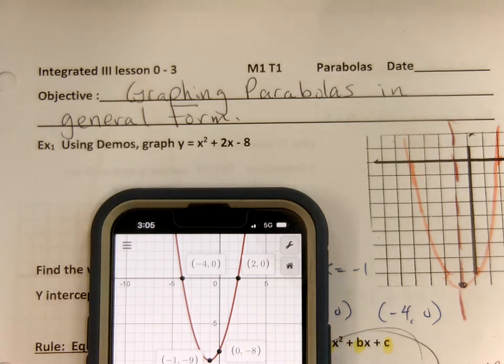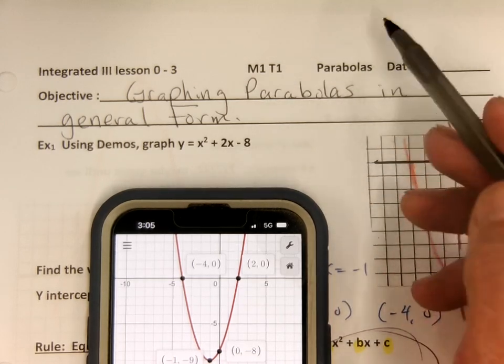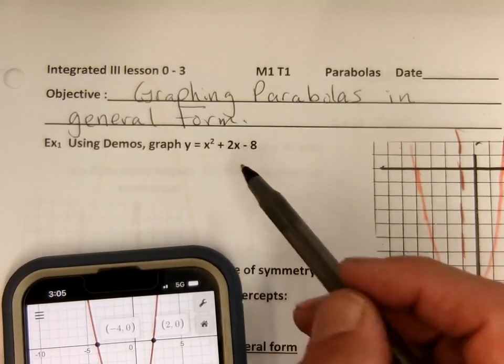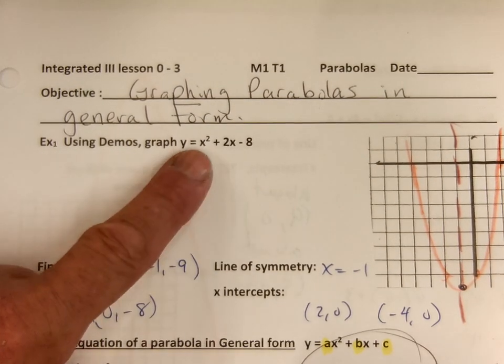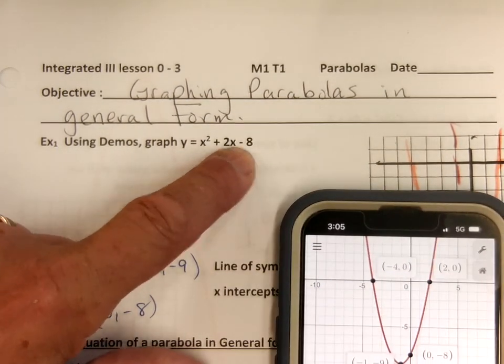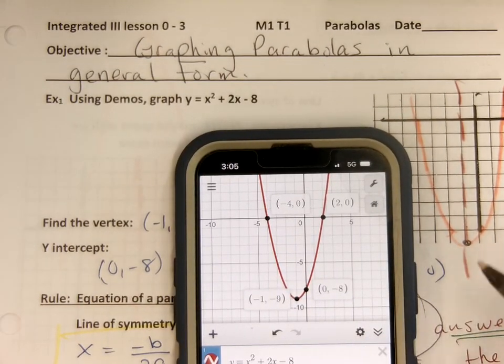Okay, well, let's recap the lesson. So we're talking about graphing parabolas, but in general form. General form is when they have some number, x squared plus ax minus 8. That's general form. Okay, so we did the first one on Desmos.